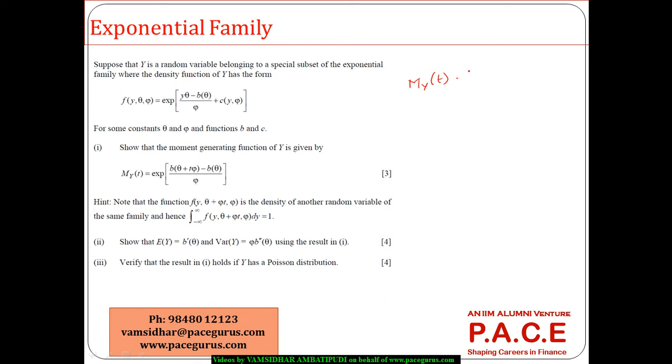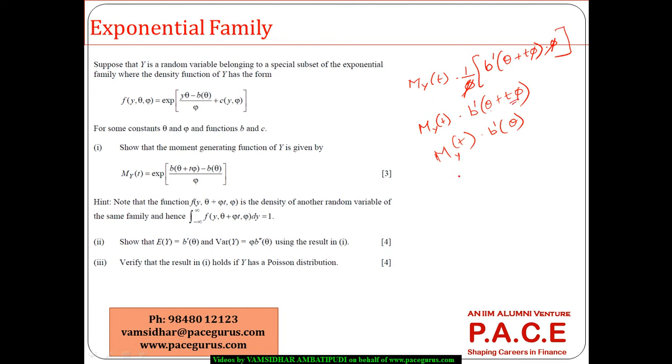What is the differentiation of this with respect to t? I'll take 1 by phi out: b dash of theta plus t phi times phi, minus the differentiation of b of theta, which is 0 with respect to t. So this is nothing but m of t times b dash of theta plus t phi. Now I have to take it at t equal to 0, which becomes m of t times b dash of theta, because t is 0.